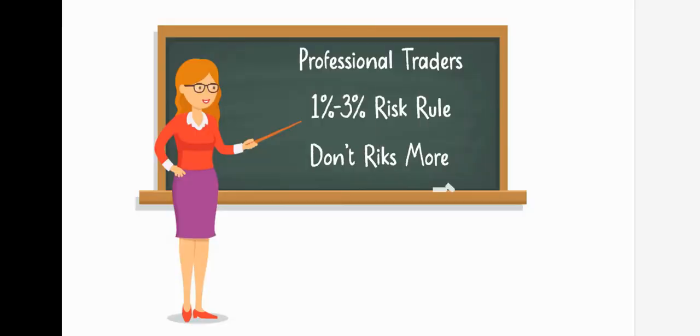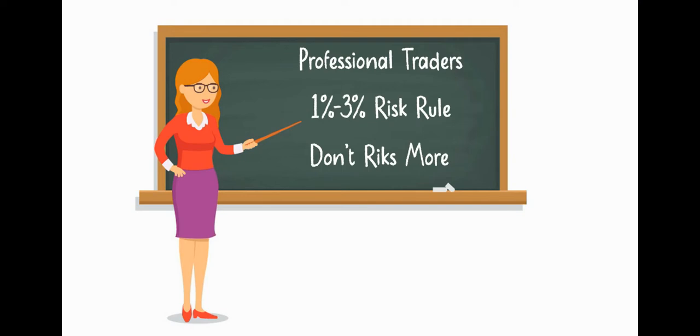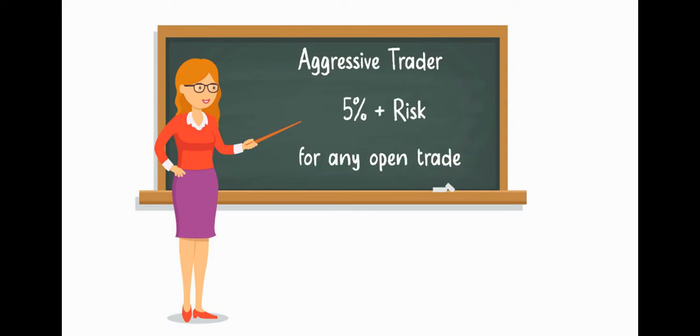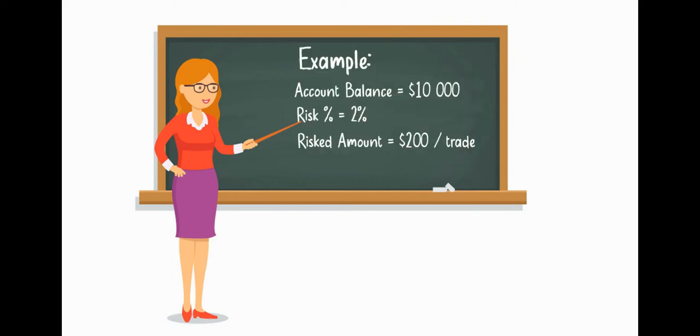Most professional traders use the technique of investing a fixed percentage of their account balance on each trade. A normal percentage of risk advised in trading is between 1 and 3% of the account balance for each open trade. For the aggressive trading approach, the risk percentage is relatively high and in most cases is over 5% of the account balance. So, let's say you have $10,000 in your account.